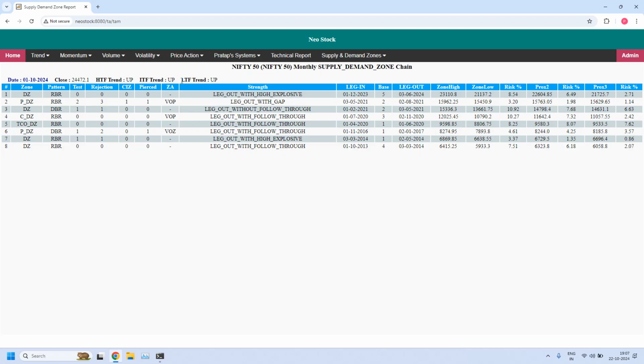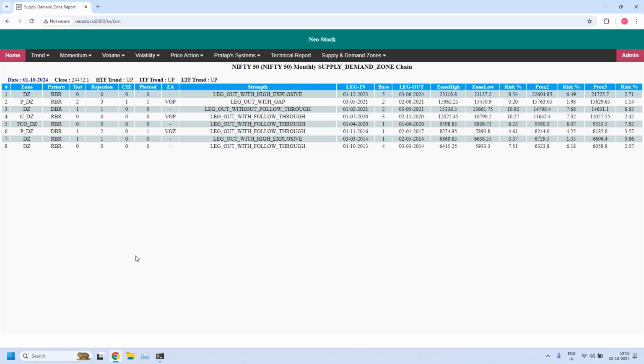And always look into the LTF trend. This is the trend of the current time frame you have selected. So current time frame is monthly, so LTF trend is monthly. And one time frame is ITF, that here in this example it is weekly. One more time frame it is HTF. In this example ITF is quarterly, HTF is yearly.